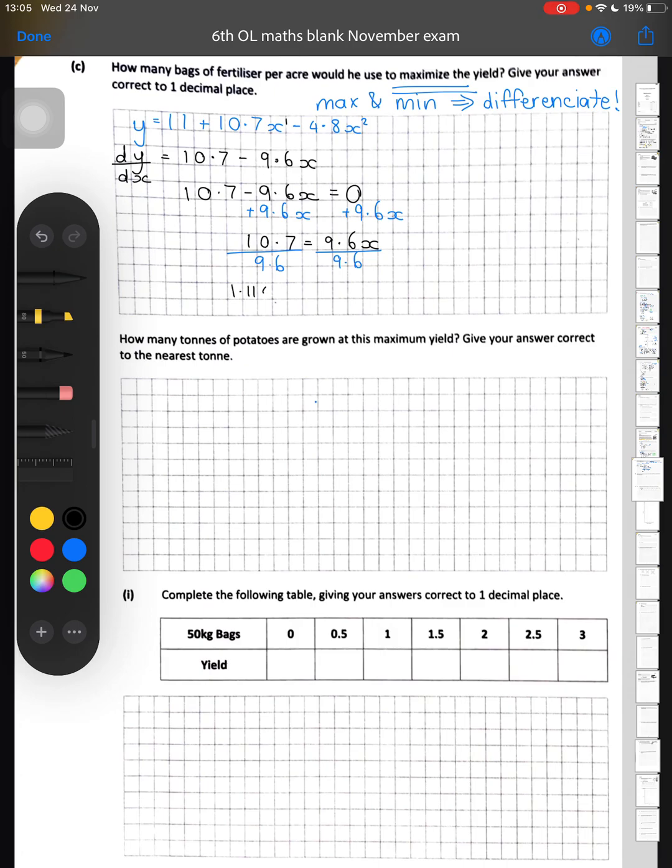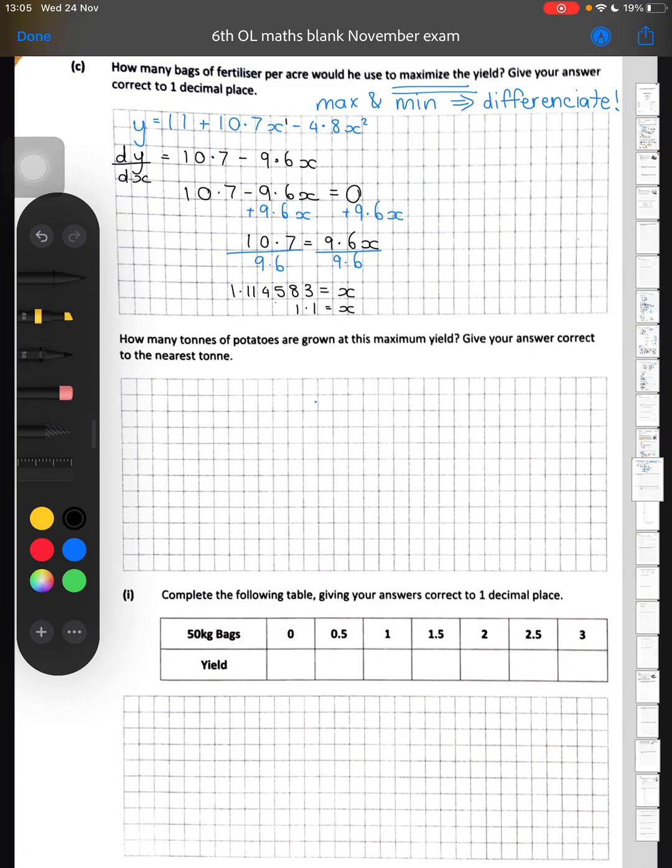And then I will get 1.114583 is equal to x. That's how many bags of fertilizer maximize the yield. It says give your answer correct to one decimal place, so I'm just going to give it as 1.1 is equal to x. So 1.1 bags of fertilizer per acre. And then it says, how many tons of potatoes are grown at this maximum yield? Give your answer correct to the nearest ton.